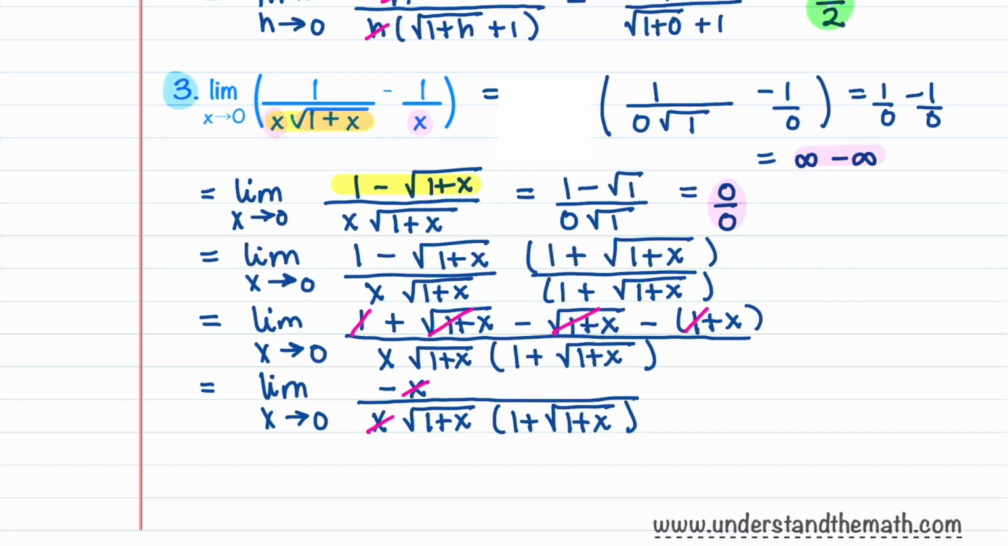And now we can go ahead and plug in x is 0. So up top, we get a minus 1. And then in our denominator, we have square root of 1. And then we have a 1 plus square root of 1. So this is minus 1, all divided by 2. And that's the value of our limit. Remember that in this example, we used two techniques. We got a common denominator, and then we multiplied by a conjugate.